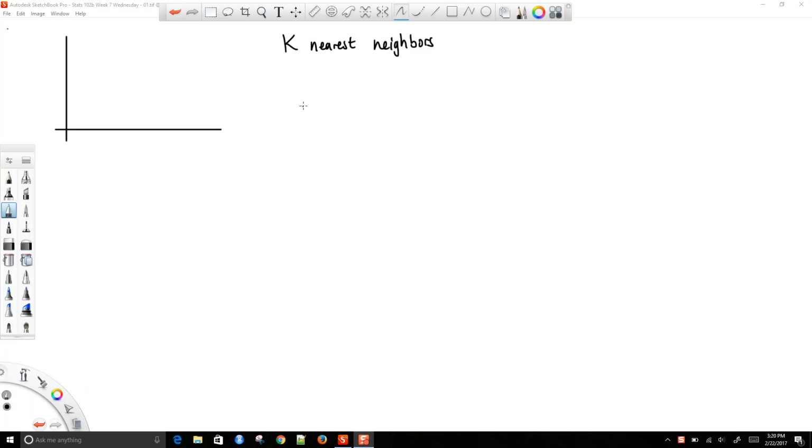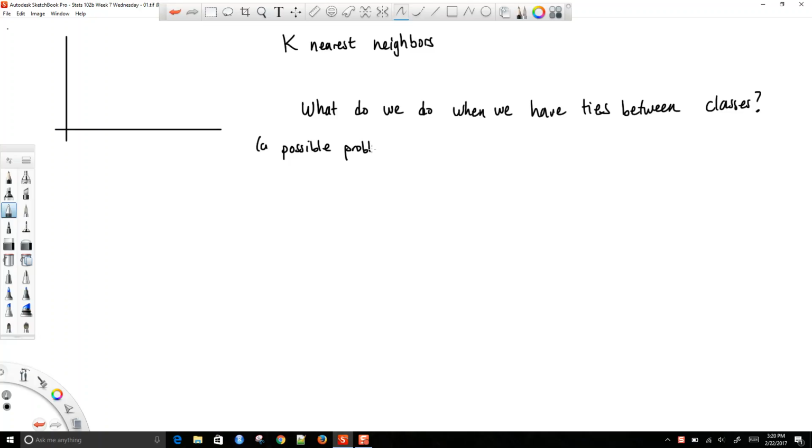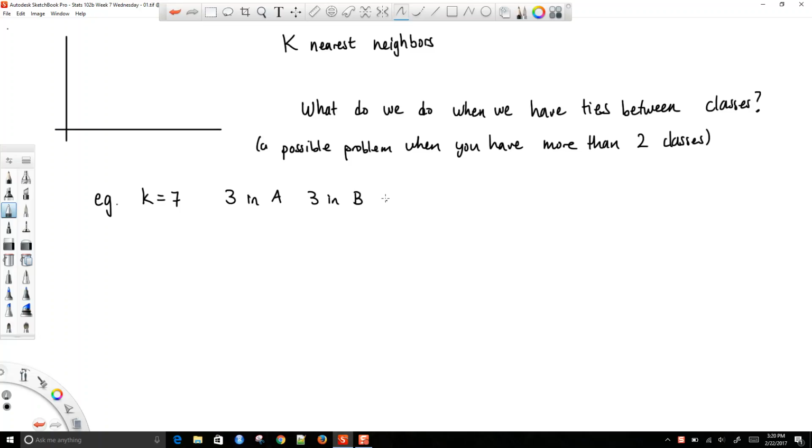But right now I'm asking, what do we do when we have ties between classes? This is a possible problem when you have more than two classes. For example, k is equal to 7, and you might have 3 in A, 3 in B, and 1 in C. These might be your 7 nearest neighbors. So how do we classify?